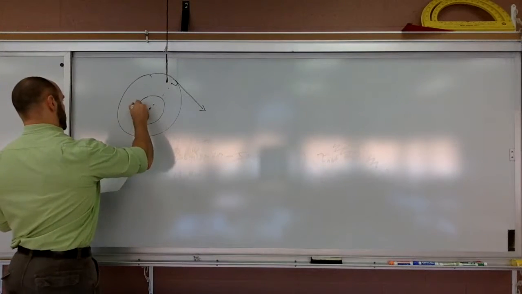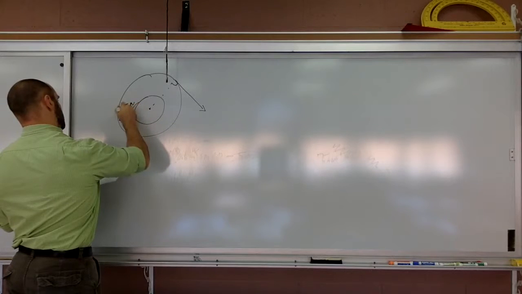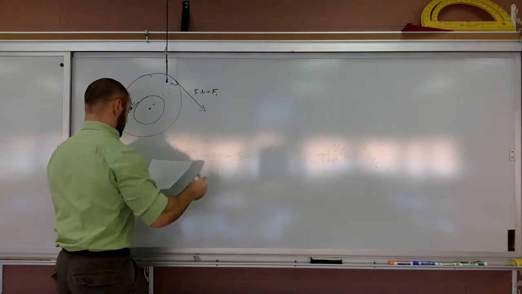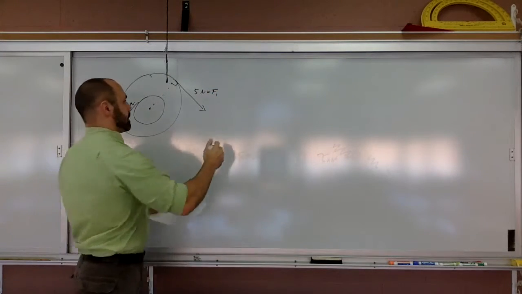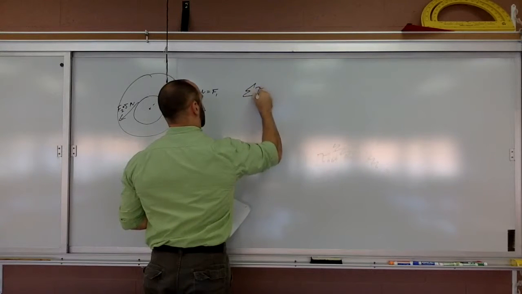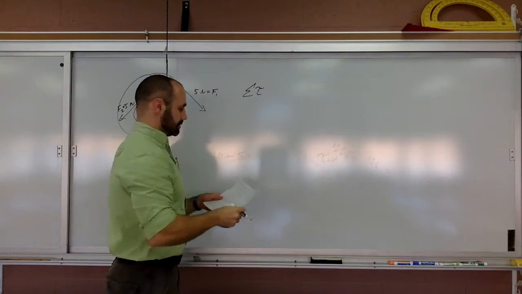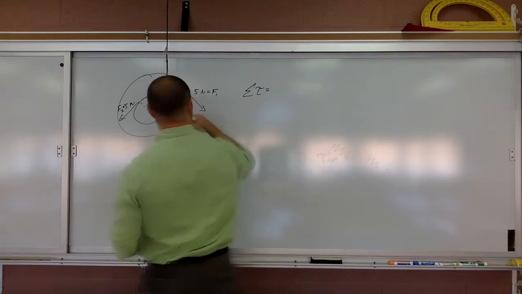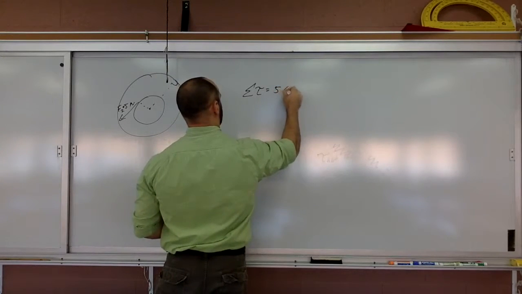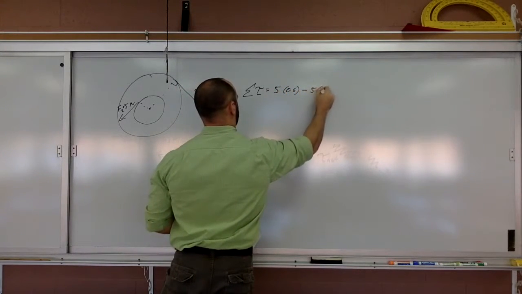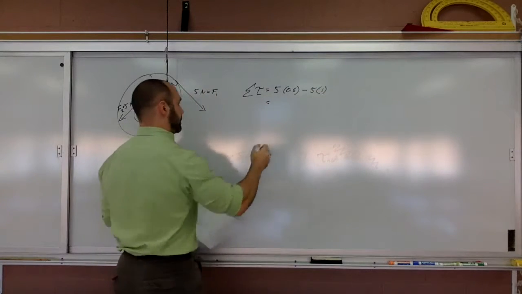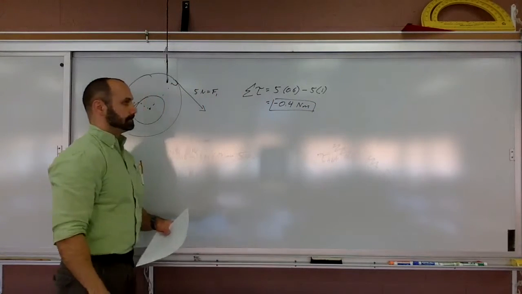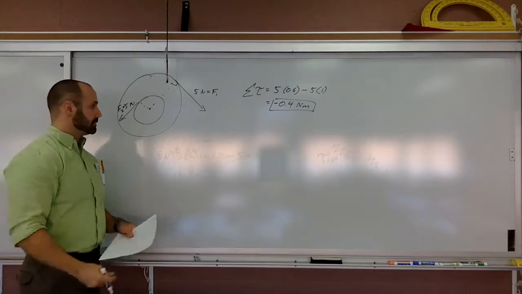I've got that one, and I've got this one. This is 5 newtons. This one is also 5 newtons. And radii are 1 and 0.6. And so the net torque is simply, this one is positive, this one's negative. So 5 times 0.6 minus 5 times 1, and I end up with negative 0.4 Newton meters. That's the net torque about the axis.